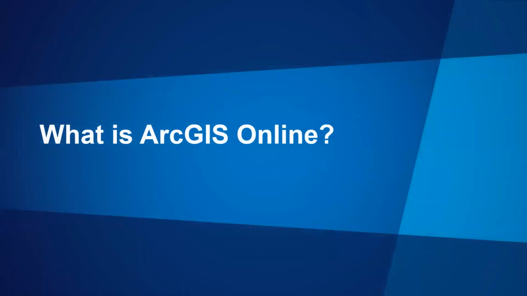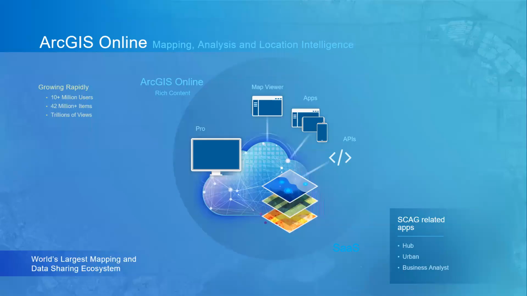So let's go over what is ArcGIS Online. ArcGIS Online is the world's most popular web geographic information system for mapping, spatial analysis, location intelligence, and data sharing. It is Esri's SaaS offering. By SaaS, I mean software as a service. These are the stats you see on these slides. This is really last year's stats.